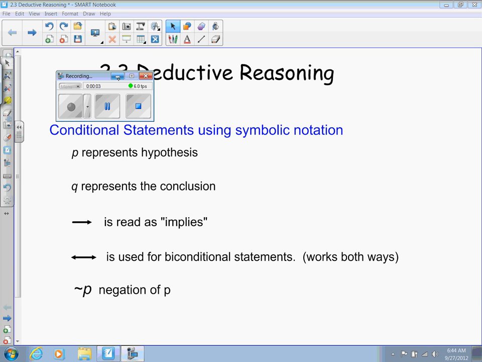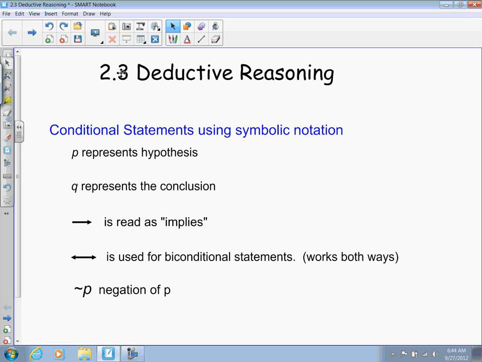All right, so we're going to start 2.3, deductive reasoning. We have talked about inductive reasoning before, and today the focus is deductive. If you remember, inductive reasoning was where we looked at patterns to find an explanation of what might happen in the future. Deductive reasoning is a little bit different, and we'll talk about that here pretty soon. But to start, we've been talking about conditional statements.